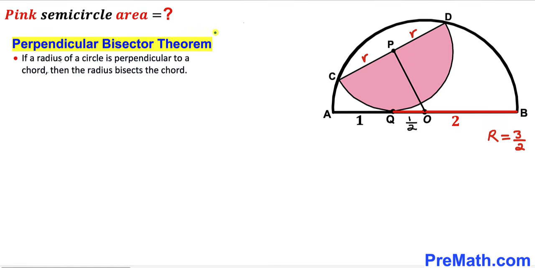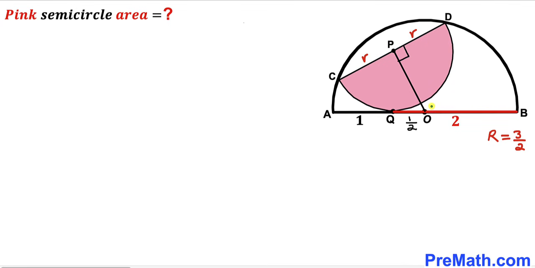And now let's recall the perpendicular bisector theorem. According to this theorem, if a radius of a circle is perpendicular to the chord, then the radius bisects the chord. And we can see this chord CD has been divided into 2 equal parts. So no wonder this angle has got to be 90 degrees. And in this next step, I am going to connect this center O with this point D, as you can see in this next step.